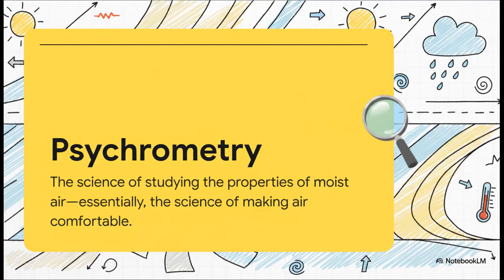So the solution to our dry air problem has this kind of fancy name, psychrometry. But hey, don't let that technical term throw you off. All it really is, is the science of moist air. Think of it as the playbook engineers use to control temperature and moisture to create that perfect indoor feeling.